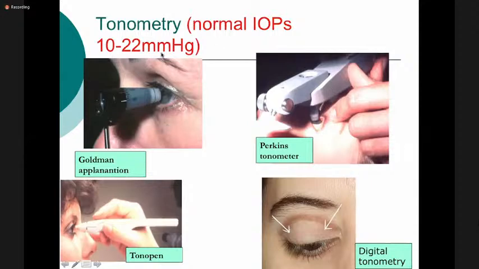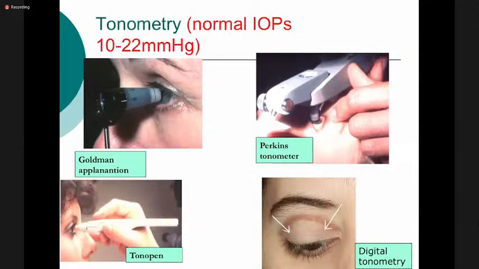As I said, the normal is between 10 to 22. There are different methods of measuring. You can use the Goldmann applanation tonometer, which is fixed onto the slit lamp. If you come to the clinic, you'll see us using a machine called the slit lamp, and this is the gold standard of accurately measuring the intraocular pressures. Also, we have a handheld version called the Perkins tonometer. We also have other, more digital devices, like the Tono-Pen.